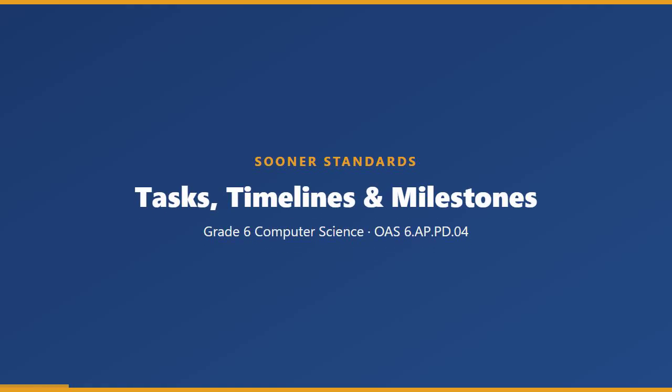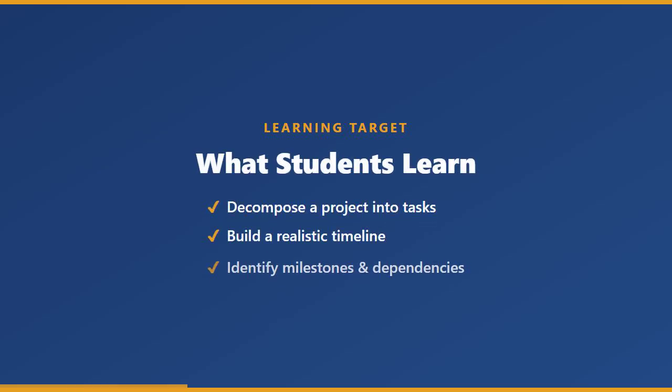From Sooner Standards, breaking down tasks and following individual timelines for computational artifacts. A complete Grade 6 computer science unit for Oklahoma Standard 6APPD04. Students learn to break down tasks and follow an individual timeline when developing a computational artifact.